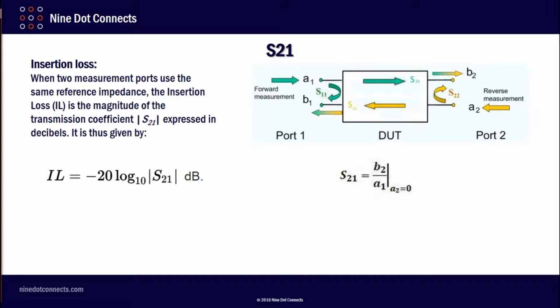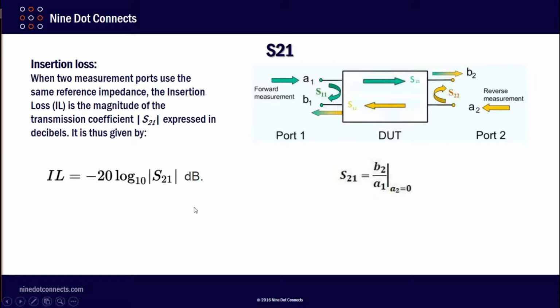The second term that we want to talk about is S21. This is the forward measurement. It is called insertion loss. When two measurement ports use the same reference impedance, the insertion loss is the magnitude of the transmission coefficient, that is S21, expressed in decibels. By the way, it is also a positive number. It is given by the equation below.